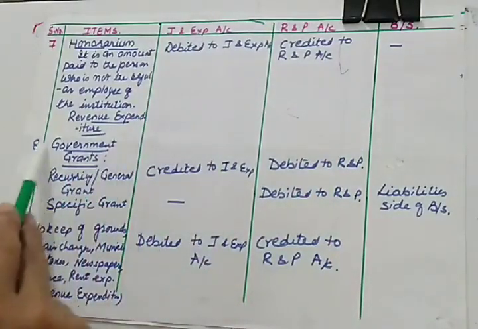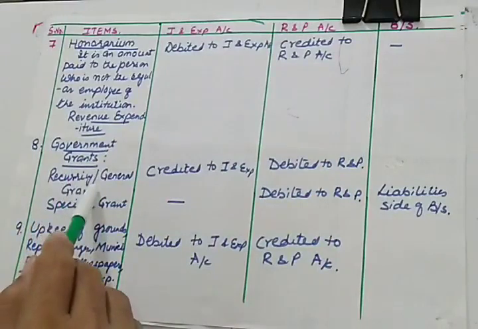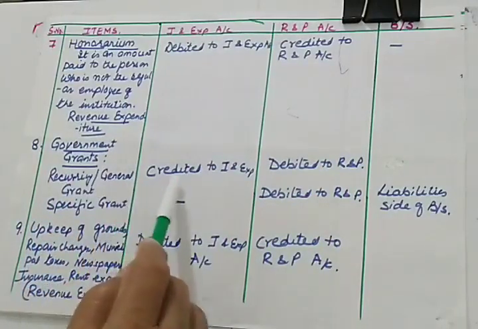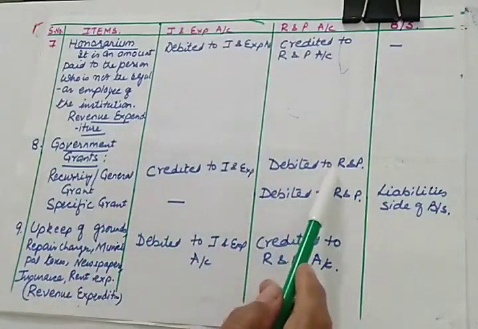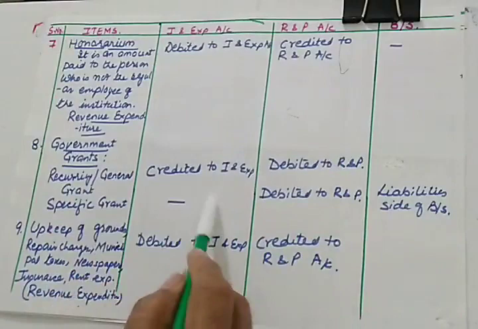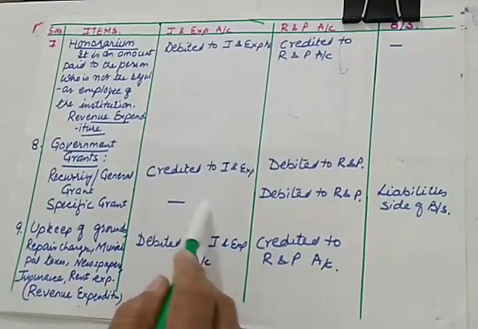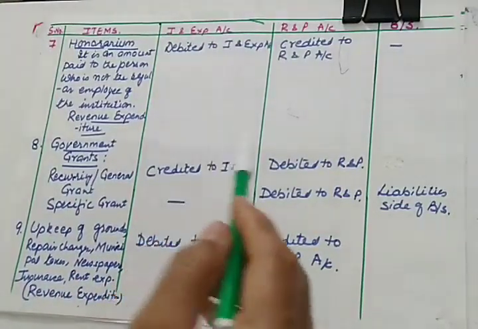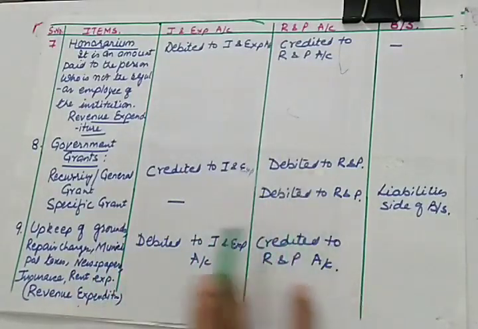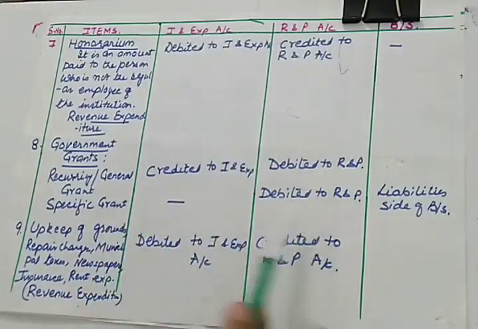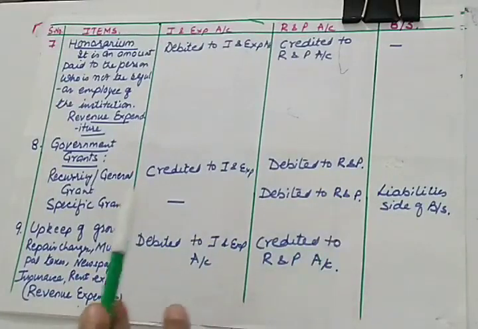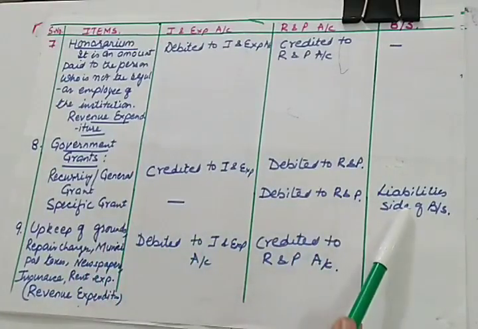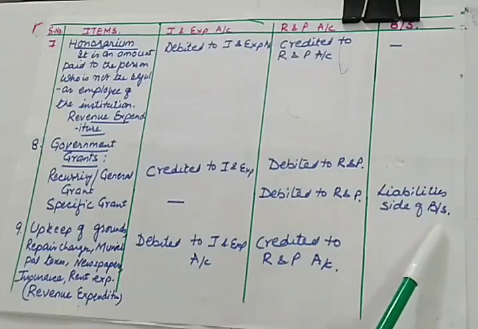Government grants, so this is a receipt. If it is a recurring grant, it will be treated as revenue and credited to income and expenditure, but if it is a specific grant, it will not be recorded in income and expenditure account. But in both the cases, whether it's a recurring grant or specific grant, it will be recorded in receipt and payment account debit side. And moreover, specific grant will be shown on the liability side of the balance sheet.